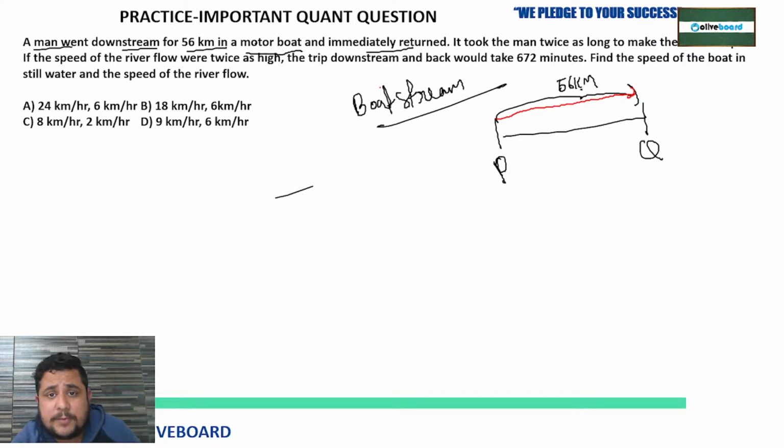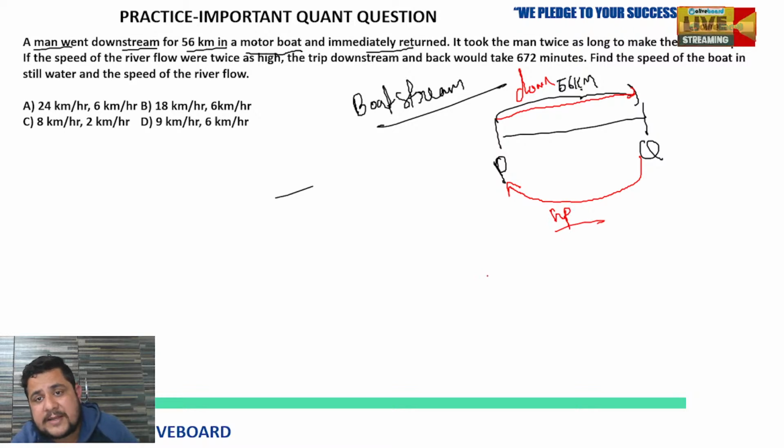Now 56 kilometers and immediately they return. So from Q to P also they are coming. So this is downstream and this will be the upstream movement. And what is downstream and upstream? In previous sessions also I have told you. Downstream means along the flow of water and upstream is against the flow of water.